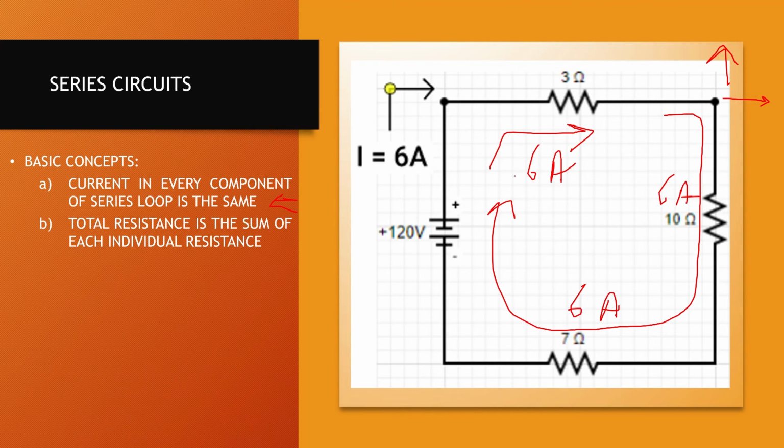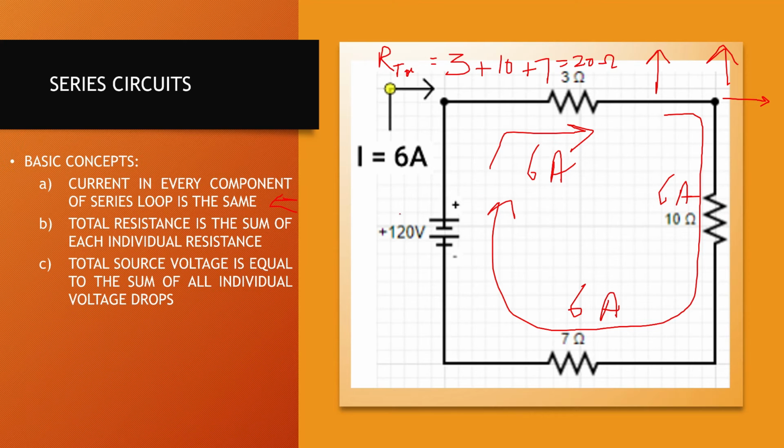Important point. Second thing is, the total resistance in a series circuit would be equal to the sum of all the resistances. So in this case, your R total or R equivalent would be equal to 3 ohms plus 10 ohms plus 7 ohms, which is equal to 20 ohms. So your resistance is actually going to increase in a series circuit. And the total source voltage would be equal to the sum of all the individual voltage drops.